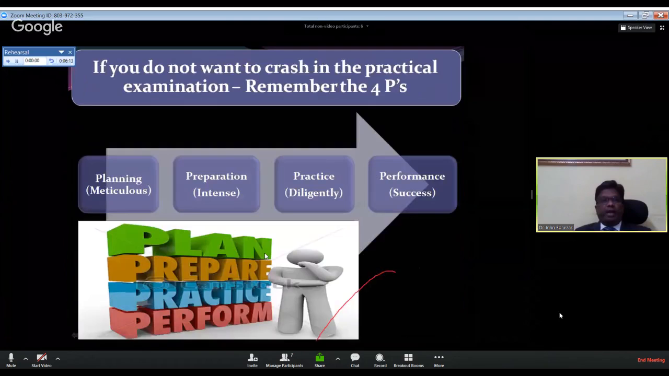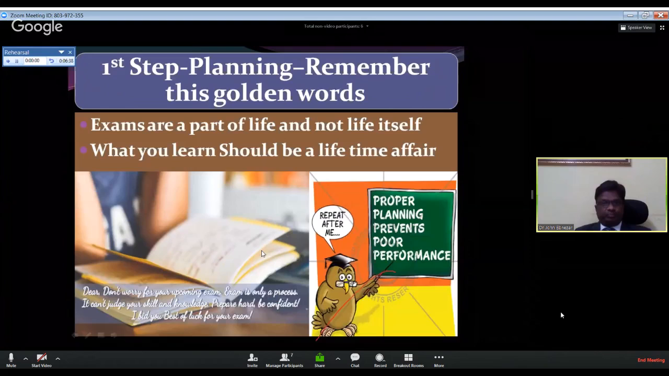If you do not want to crash in the practical examination, remember the four P's. What are they? Planning. Preparation has to be intense. You need to diligently practice what you prepare. And then, finally, you will have to perform in the exams. That is what determines your success. So let us look into the first step, planning.